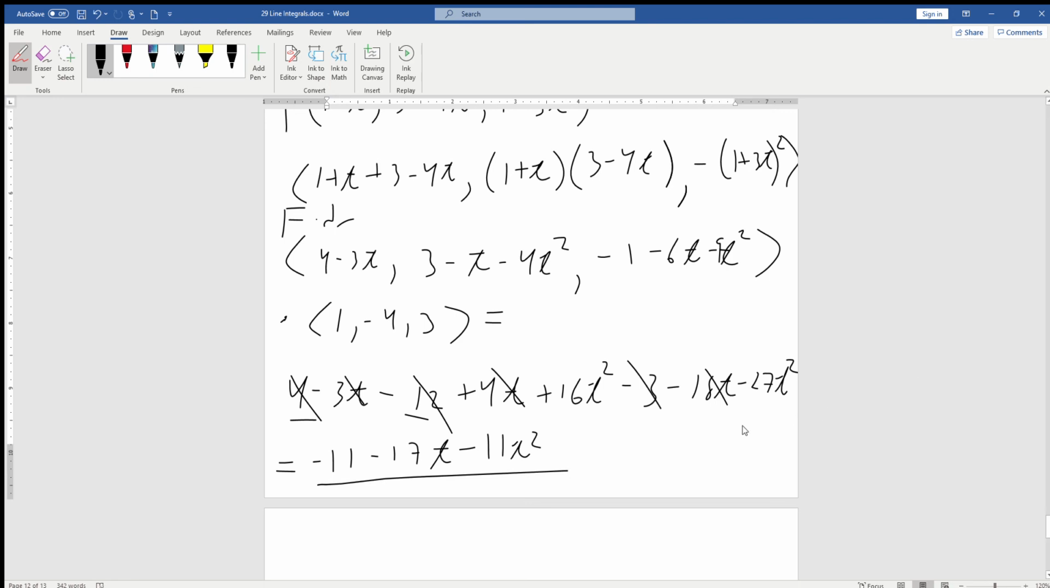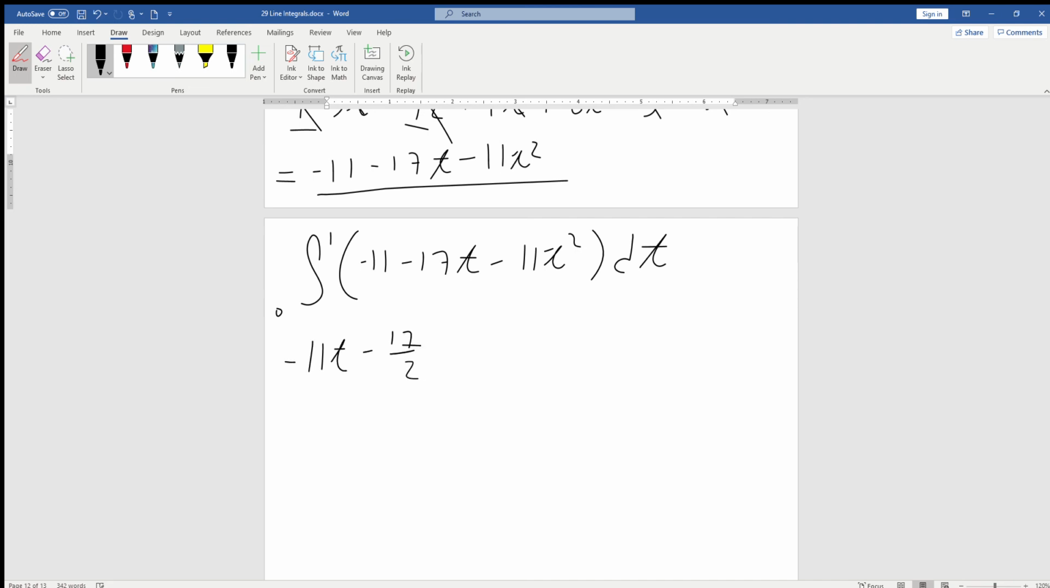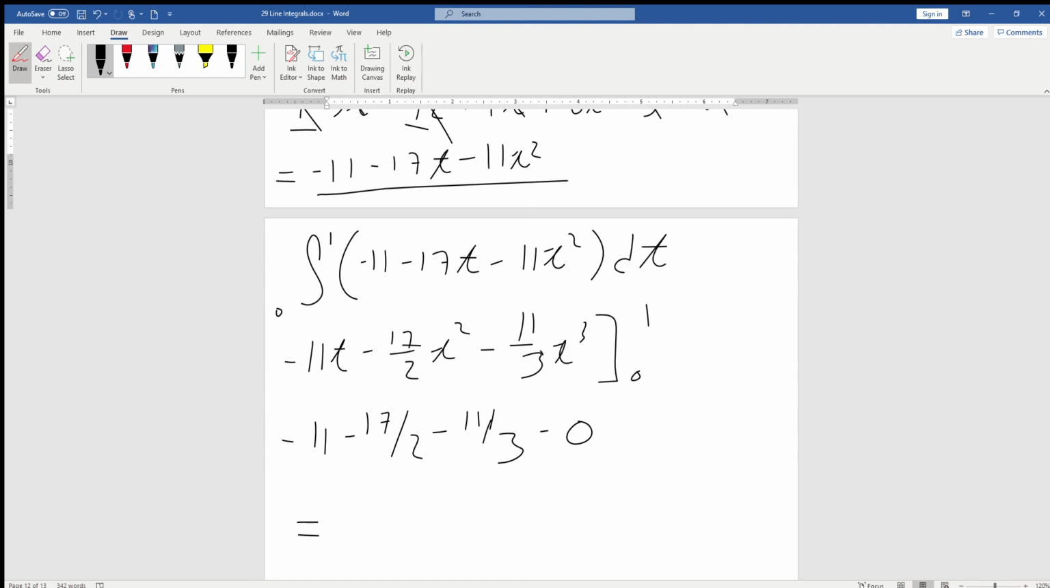All right. Remember, t goes from 0 to 1 because we found a line segment. So now we're going to have the integral from 0 to 1 of negative 11 minus 17t minus 11t squared dt. That means we get negative 11t minus 17 halves t squared minus 11 thirds t cubed from 0 to 1. When we substitute 1 and 0 in, we just get the coefficients. And we're going to compute. So that's negative 11 minus 17 halves minus 11 thirds. And that ends up being negative 139 over 6.